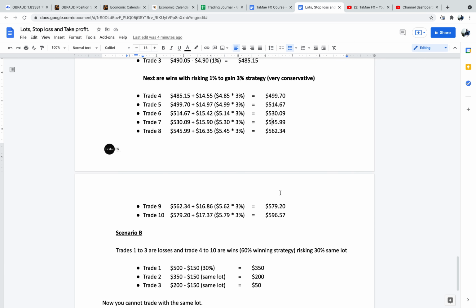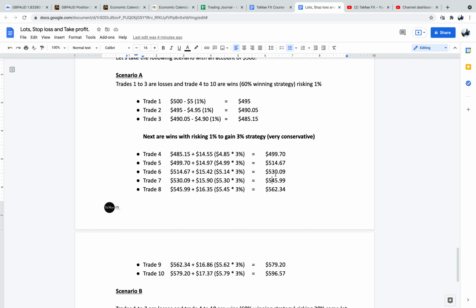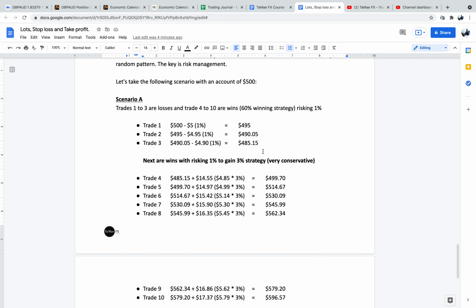I'll share this document with you. Okay, so this is risk management. So imagine if you are trading on a $5,000 account. If you're trading on a $5,000 account, we just add a 0 on this one and add a 0 on this. So you're now risking $50, and this one you lose $50, so it becomes $4,950. So we just add the zeros here. Okay, so this becomes that. Okay, and this becomes that.